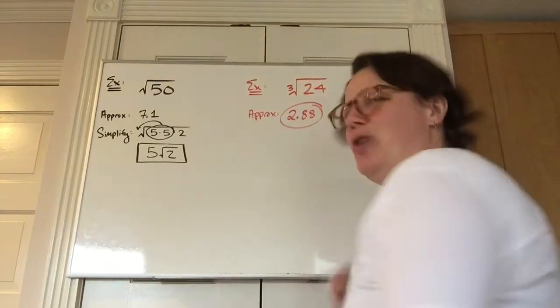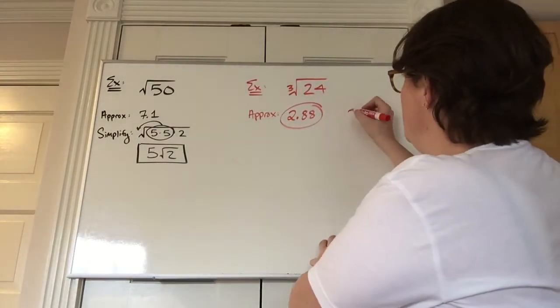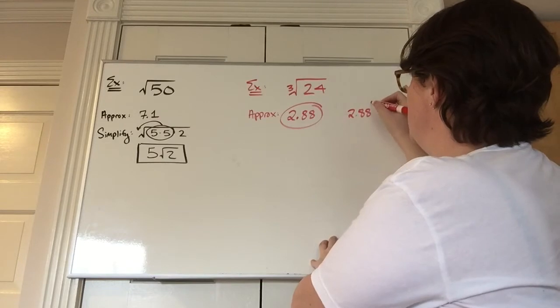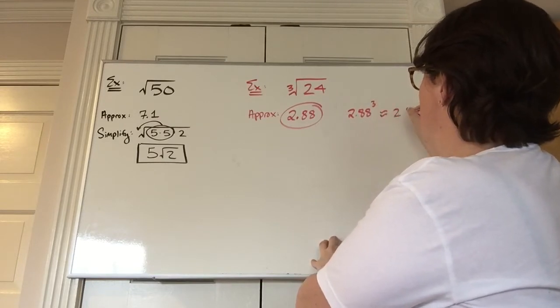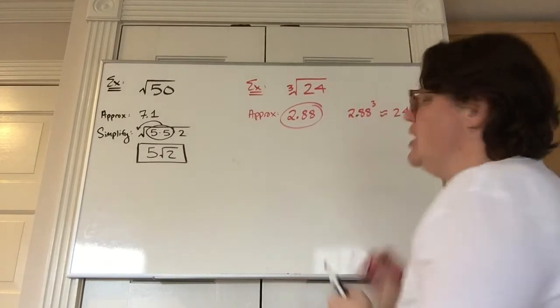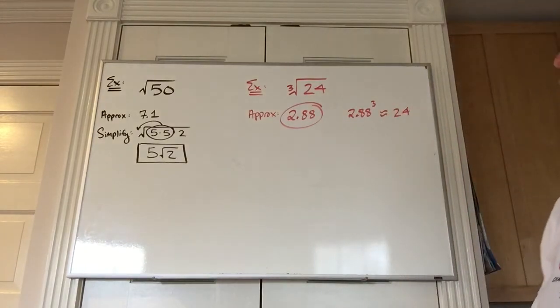So this approximates to be about 2.88. And what does that mean? Well, it means if you did 2.88 to the third power, you'd get about 24. So this is a number that when it cubes makes 24.